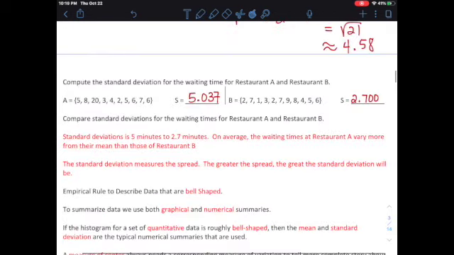2.700. All right, so now compare the standard deviation for the wait time for restaurant A and restaurant B. This is restaurant A and restaurant B's wait time. Standard deviation is 5 minutes to 2.7 minutes. On average, the wait time at restaurant A varies more from the mean than restaurant B.